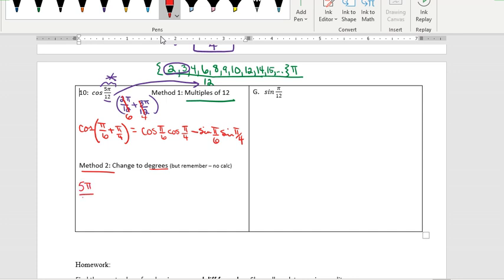5 pi over 12, and this is the hardest one, in my opinion, on the test. This is what the kids have the most trouble with. So you have to multiply by 180 over pi to change it into degrees. All right, so when I do this, the pi's cancel. I'm left with 12 into 180.